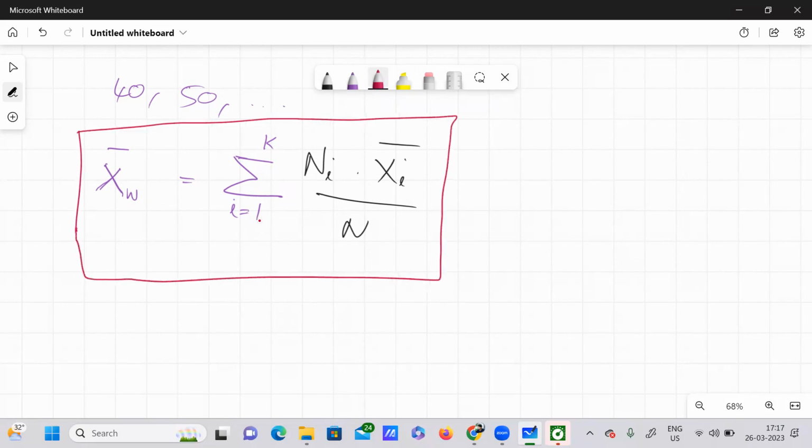X bar suffix w is equal to sigma i equal to 1 to K, Ni into Xi bar, divided by capital N. So this is the formula in general. Now I'm going to explain what all these notations are. First of all, what is this Ni here? Ni is nothing but the number of cases in any individual group.